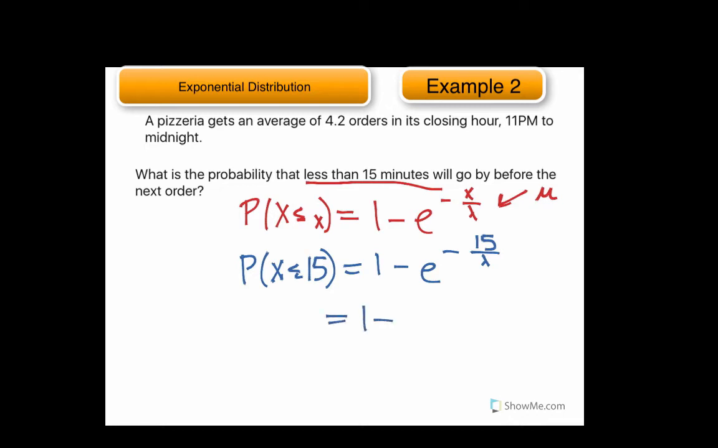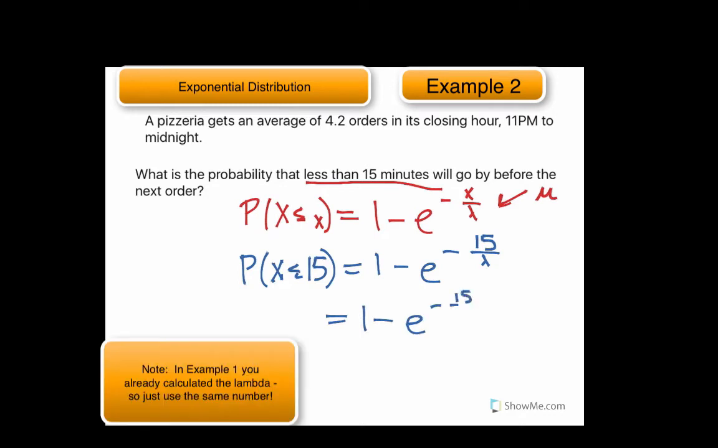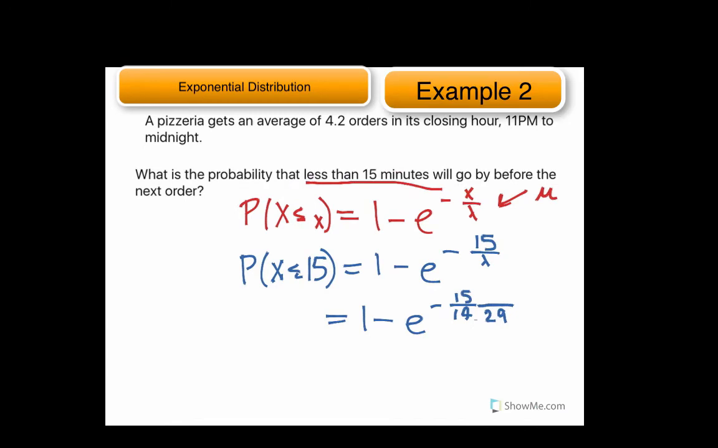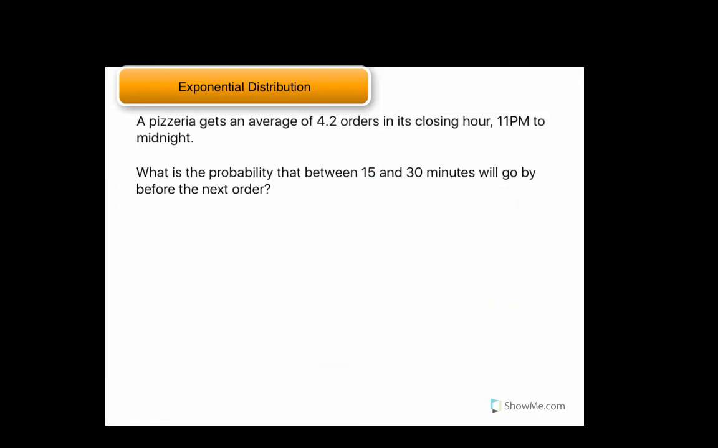Now lambda is the exact same as it was before because we have the same pizzeria, so it has the same average time per order. So remember that was 14.29 approximately. And so we have 1 minus e to the negative 15 over lambda, and if you plug that one into your calculator, you'll get approximately 0.6501. So that's the probability that the order is ready in less than 15 minutes.